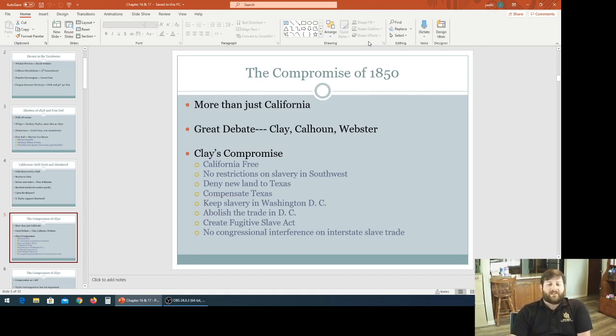But then Webster gets up and says, yo, why are we fighting? We decided this 20, 30 years ago. We decided with the Missouri Compromise of 1820 that, look, everything above the 36°30' line, there's no slavery. If it's below it, you can have slaves. It's that simple. Why are we arguing over the same thing yet again? That's what Daniel Webster is going to say, okay?